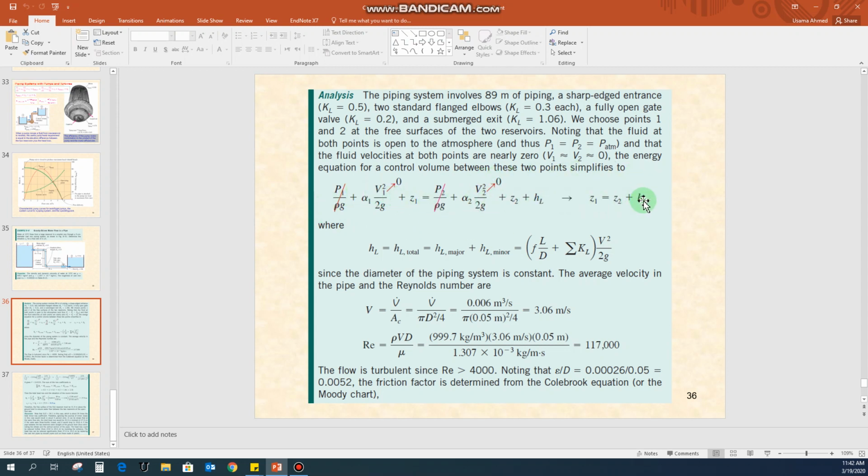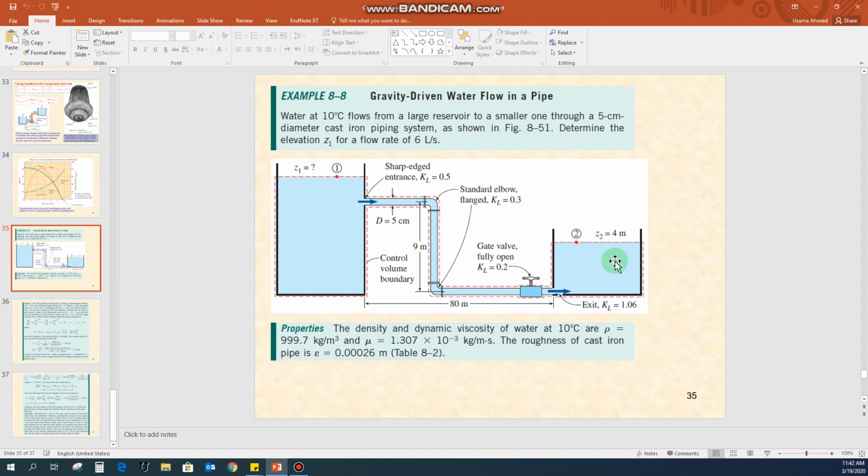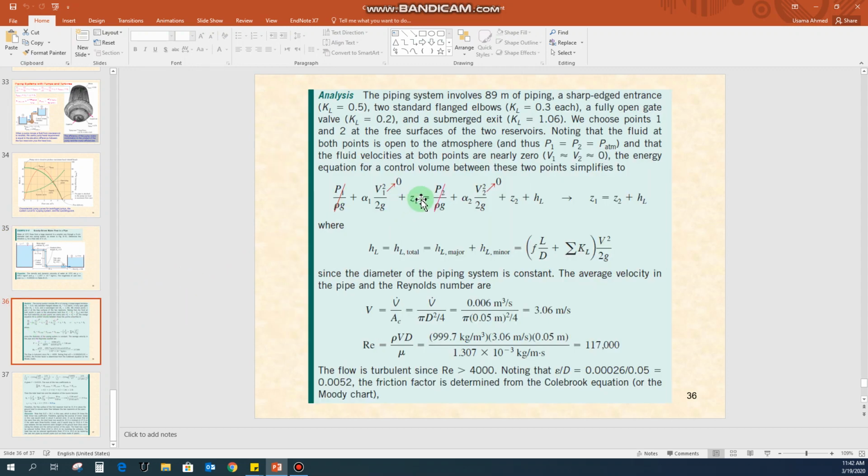So at the end, we have to use the general energy equation, and we have to apply the assumptions on this equation. P1 and P2 are both atmospheric pressure, so we can remove them. Similar is the case with V1 and V2, so we can remove that too. There is no pump and no turbine in the system, so we can remove those parts. The equation that we get after simplification is Z1 equals Z2 plus HL.